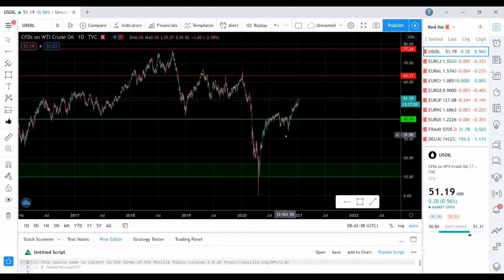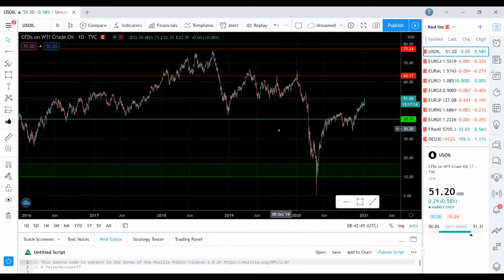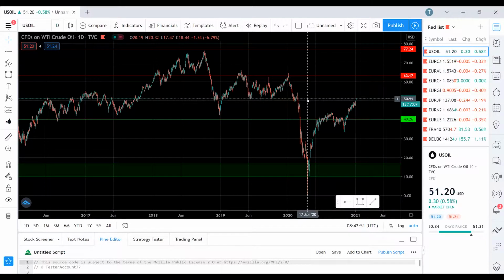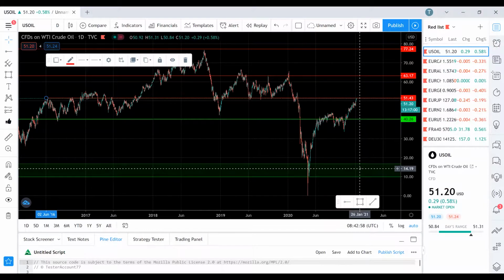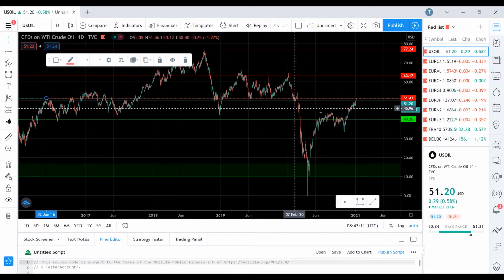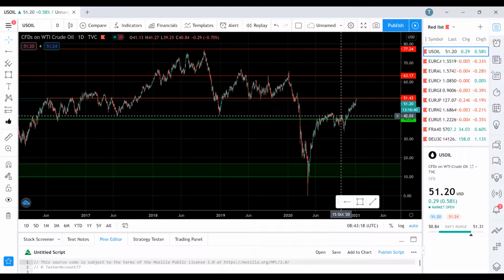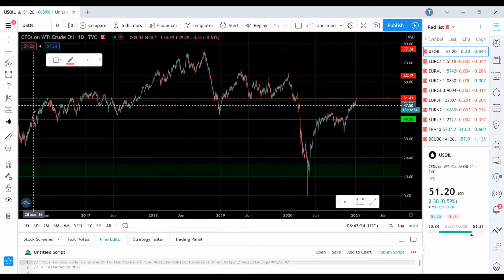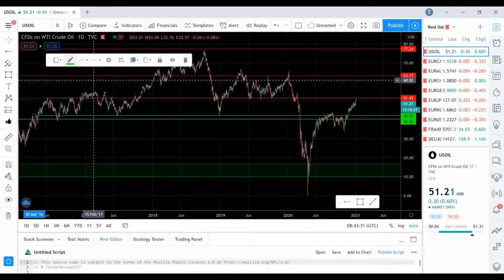Move to the daily. Resistance here. This resistance line is at price, so I'd like to see a break for buys or a rejection for sells. Support here.